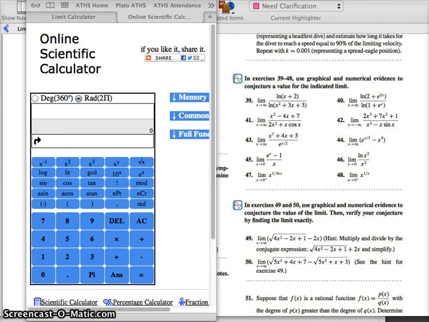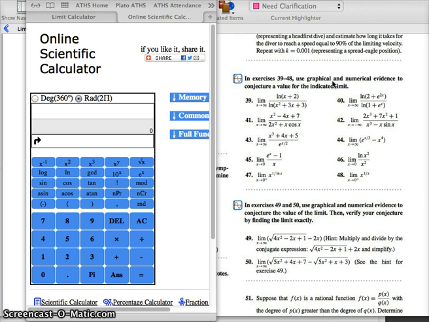Hello. This video will look at a few of the examples from our book and how you would use your calculator to do this. If we look at questions 39 through 48, it's asking us to use graphical and numerical evidence to take a guess for the value of the limit. What that means is, we could graph it.